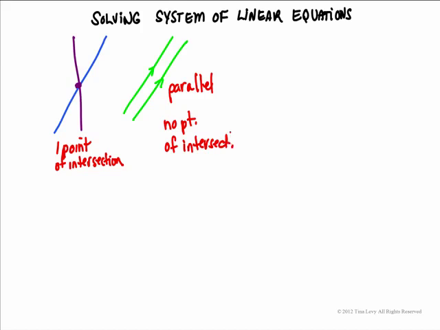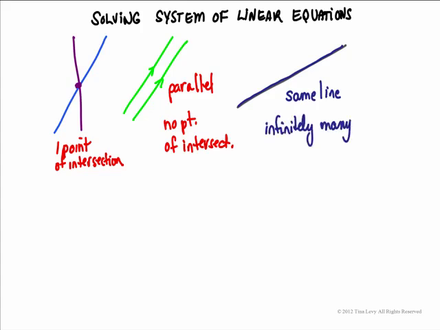There's actually a third example. You could have a line. That's one equation. But you could be given another equation which is the exact same line. So when it's the same line, you have infinitely many points of intersection. So infinitely many points of intersection. And I'm abbreviating this.